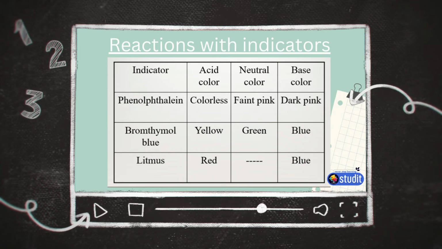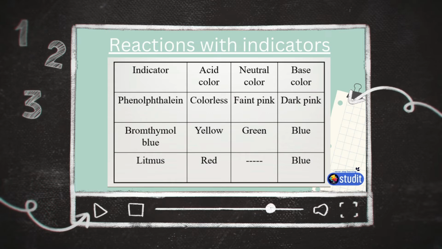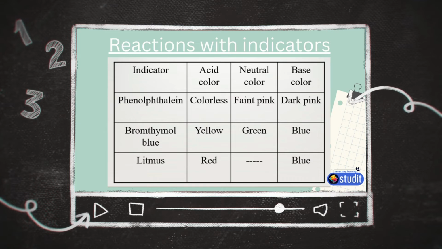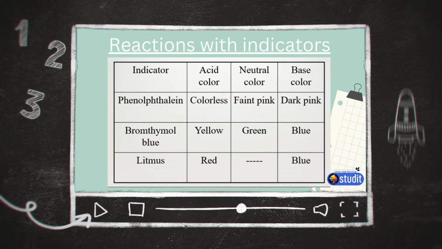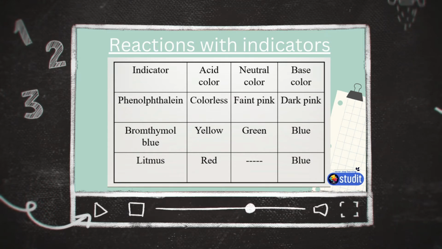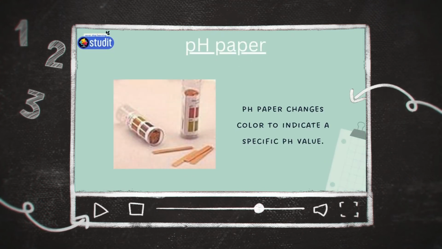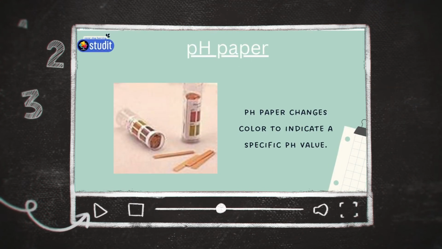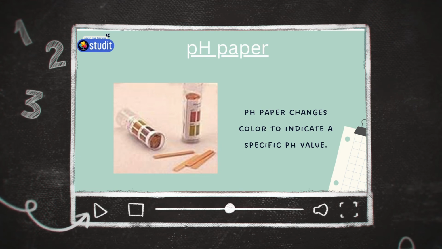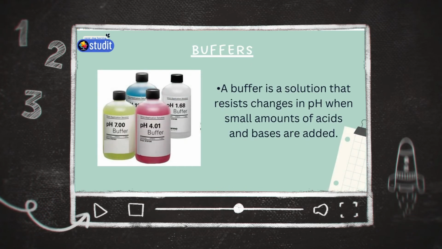Then litmus paper: blue litmus paper turns red with an acid, and red litmus paper turns blue with a base. It means when red paper comes across an acid, it will not change its color, and when blue paper comes across a base, it will not change its color. Then pH paper. pH paper is an indicator we already discussed, which gives a specific pH value that declares the substance as acidic or basic in nature.